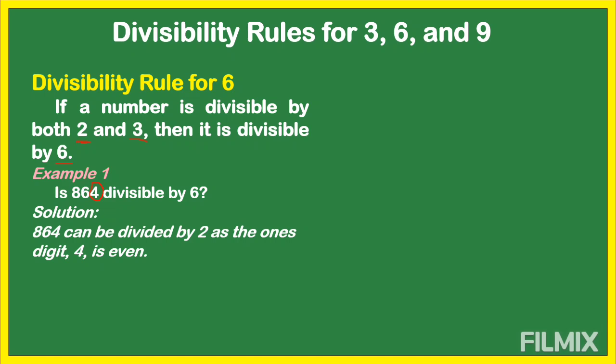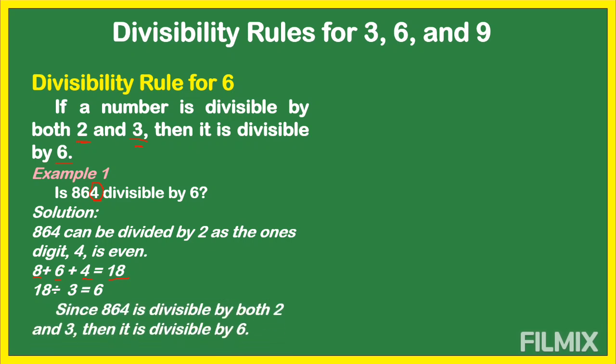So, after we know that this is divisible by 2, next we're going to add all the digits to know whether that number is divisible by 3. We add 8 plus 6, 14, plus 4 is equal to 18. So, 18 is a multiple of 3: 3, 6, 9, 12, 15, 18. 18 divided by 3, the answer is 6. Since 864 is divisible by both 2 and 3, then it is divisible by 6.